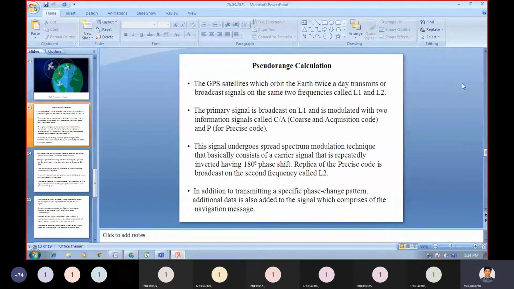In addition to transmitting a specific phase change pattern, additional data is also added to the signal, which comprises the navigation message.